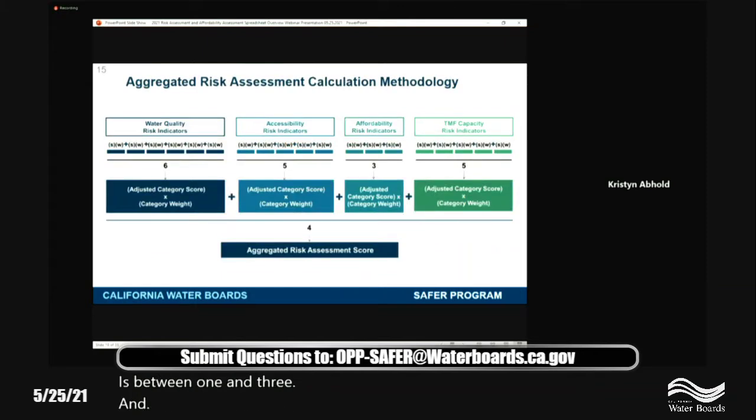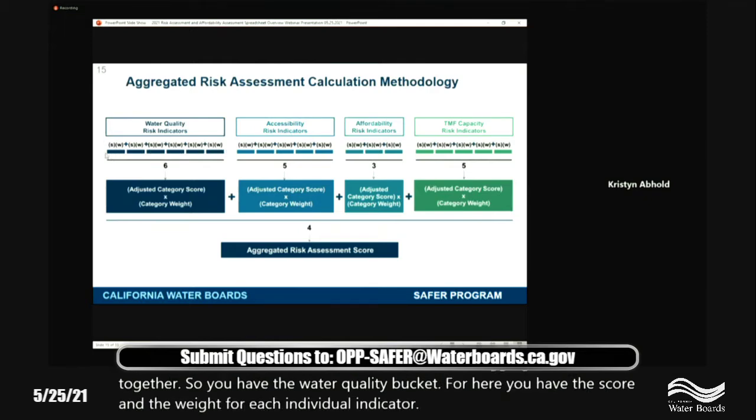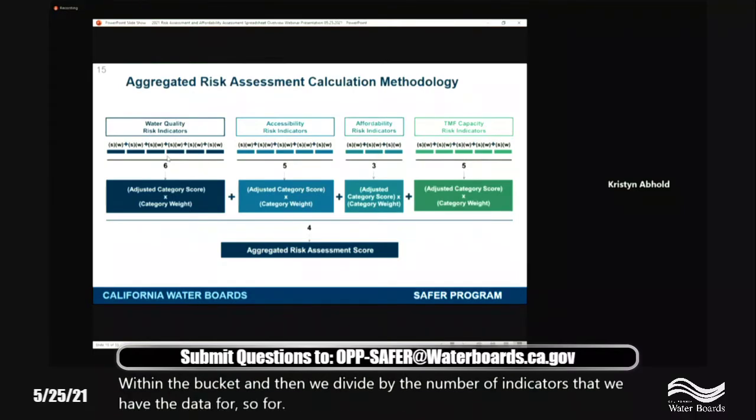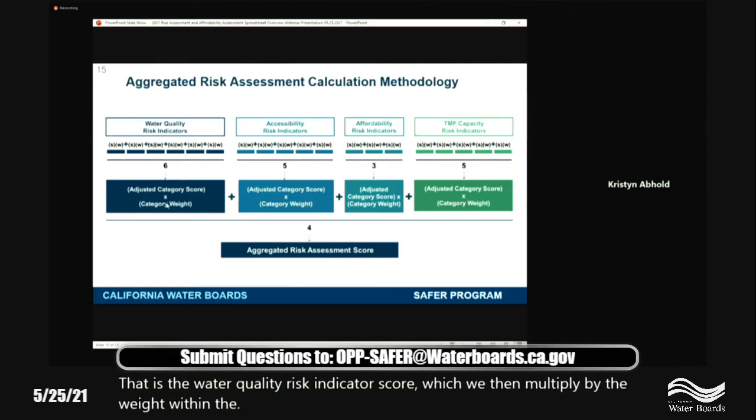And this is what the math looks like when we aggregate it all together. So you have the water quality bucket here. You have the score and the weight for each individual indicator. And we add them all up within the bucket. And then we divide by the number of indicators that we have the data for. So for here in our water quality bucket, we have 6 indicators. So we divide by 6. That is the water quality risk indicator score, which we then multiply by the weight within the category. So if you remember, the water quality weight is 3.